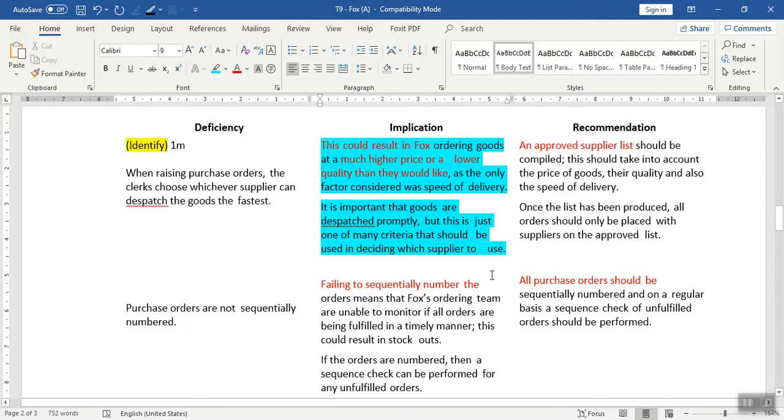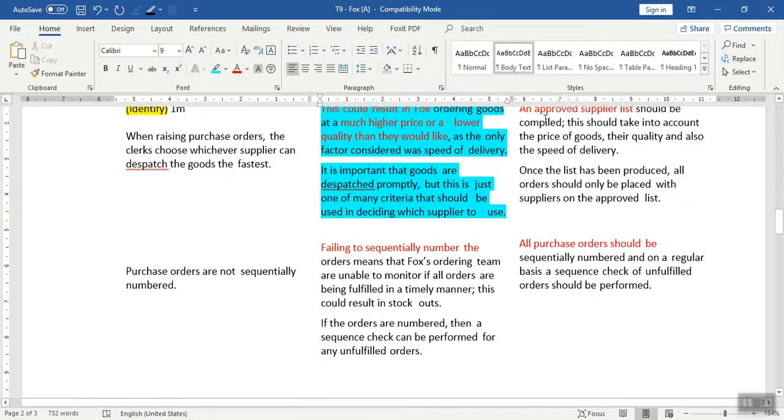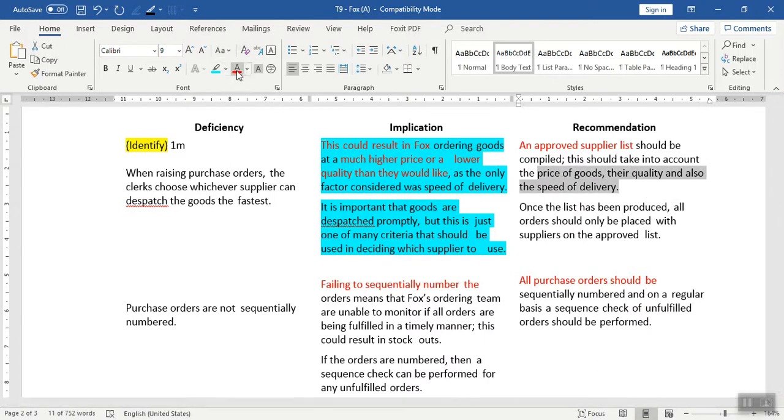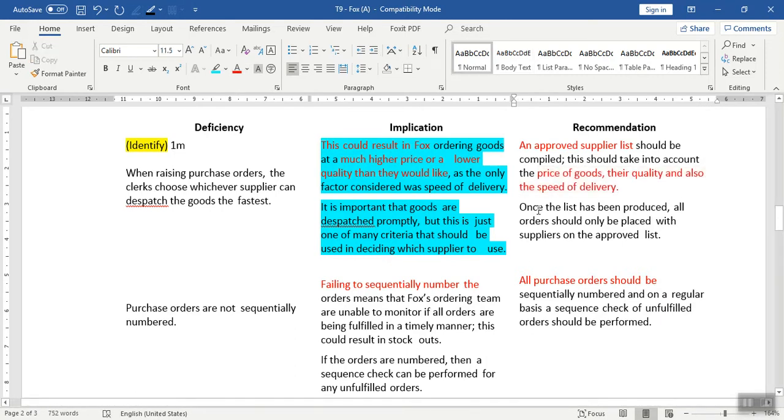Then you have to tell me the recommendation. Just now you talked about something bad, so how to improve it? An approved supplier list should be compiled. What does approved supplier list mean? The suppliers that provide quality products and whose price is also acceptable should be compiled here. It should take into account the price of the goods, their quality and also the speed of delivery. Don't only focus on delivery. So that is 3 in 1. Once the list has been produced, all orders should be placed with suppliers on the approved list. So it is much safer, because the management has already screened which suppliers are qualified to get the material from. Can you see or not?